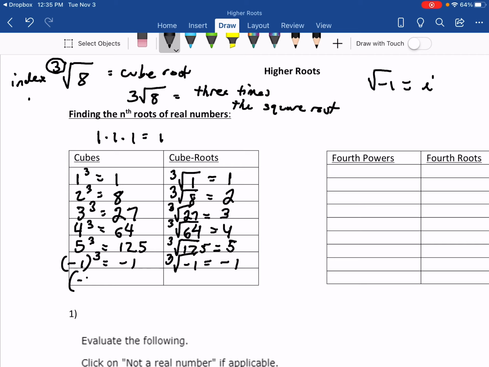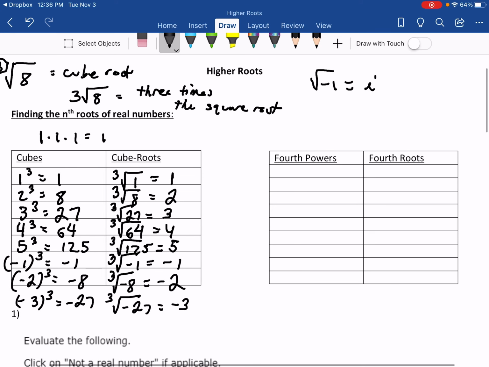Okay, let's look at another example. Negative 2 cubed, that's negative 8. Negative 2 times negative 2 times negative 2. So therefore, the cube root of negative 8 is negative 2. Okay, and we can go on and on with this list. We'll do one more. Negative 3 cubed is negative 27. So therefore, the cube root of negative 27 is equal to negative 3.